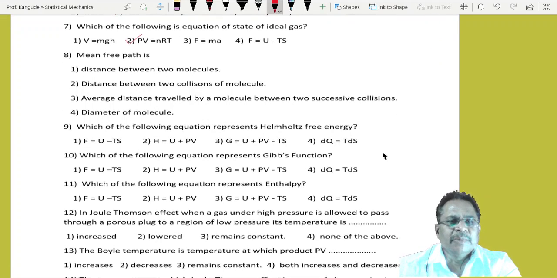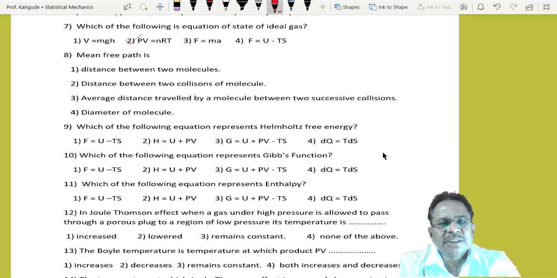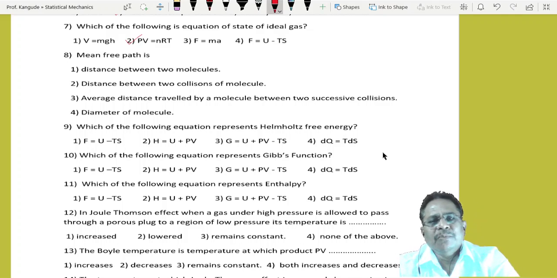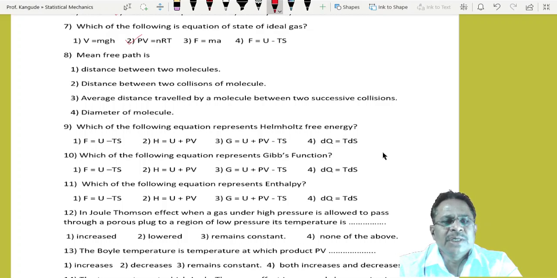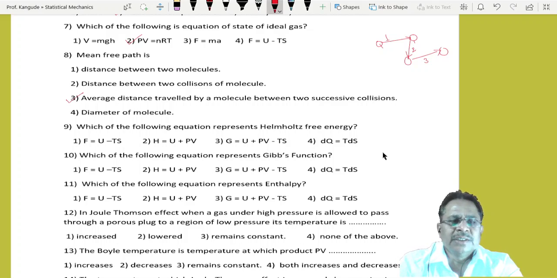Then question number 8, mean free path is the distance between two molecules, the distance between two collisions of the molecule, the average distance traveled by a molecule between two successive collisions, and option 4 is the diameter of the molecule. In our discussion we have learned that suppose this molecule goes here, strikes another molecule, gets reflected, again strikes a third molecule, and gets reflected again, and so on. This type of zigzag motion is the motion of the actual molecule we have considered in the gas. Now this is the first collision, this is the second collision, this is the third collision, and if I go on calculating the average distance traveled over all these collisions, that is nothing but the mean free path. That's why option 3 is the correct answer.